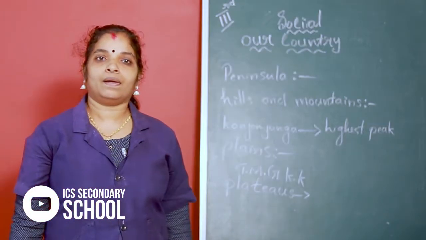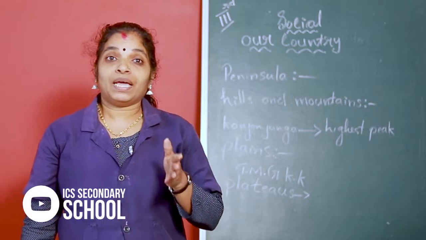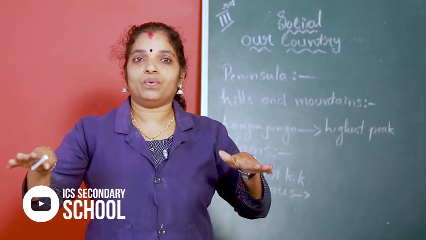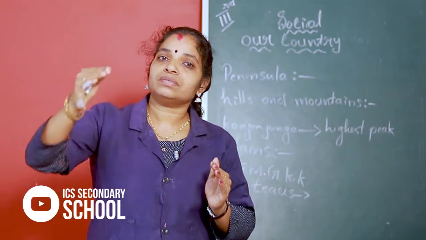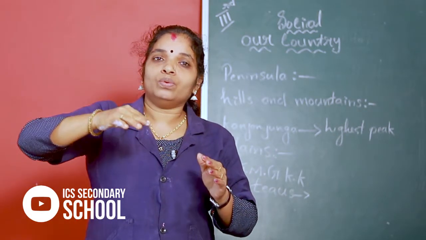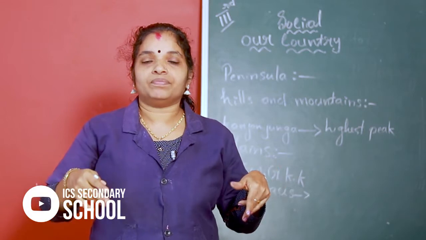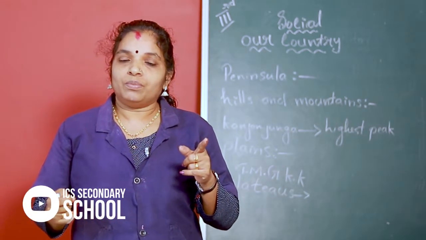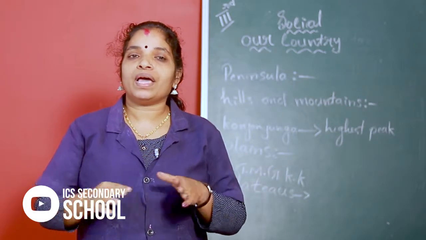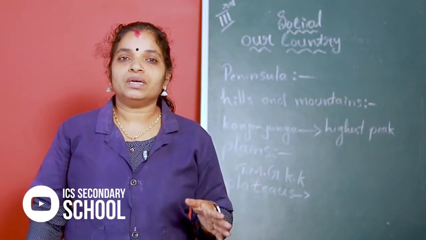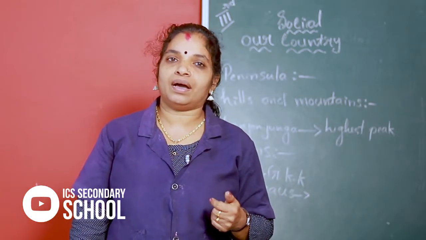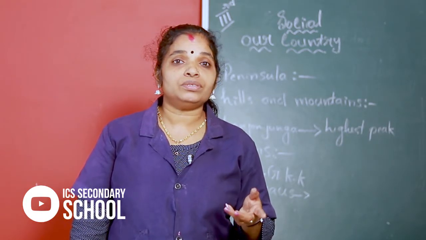Plateaus. A plateau is a flat elevated landform that rises sharply above the surrounding area. Once more, a plateau is a flat elevated landform that rises sharply above the surrounding area on at least one side.